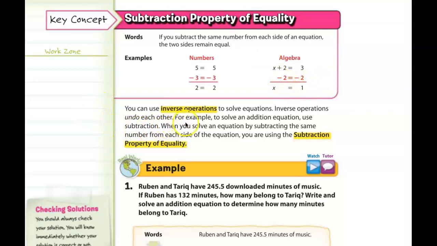So you can use inverse operations to solve equations. Inverse operations undo each other. For example, to solve an addition equation, use the subtraction property of equality. And when you solve the equation by subtracting the same number from each side, that is the subtraction property of equality, as I just said a moment ago. Okay, so we're going to look at an example.